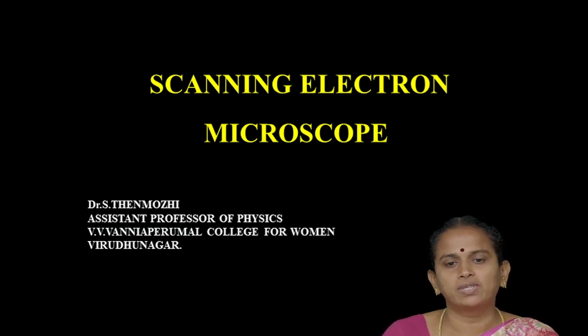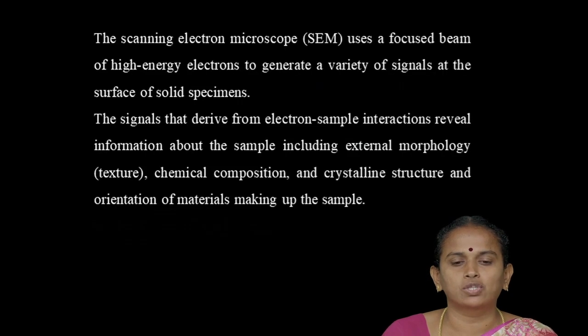Today we are going to see the scanning electron microscope. The scanning electron microscope uses a focused beam of high energy electrons to generate a variety of signals at the surface of solid specimens. The signals that derive from electron-sample interactions reveal information about the sample, including external morphology, texture, chemical composition, and crystalline structure and orientation of the materials making up the sample.